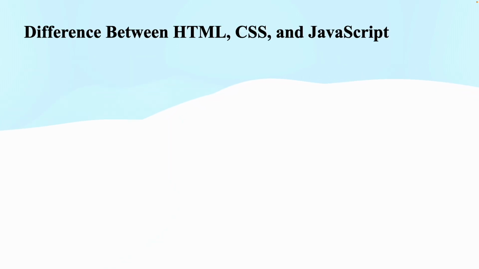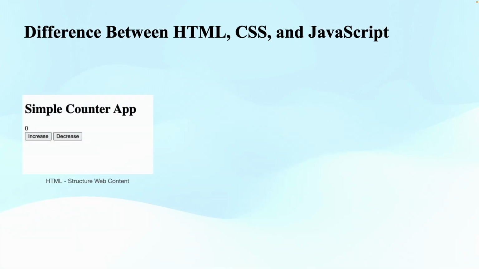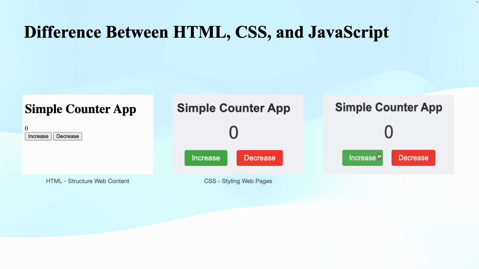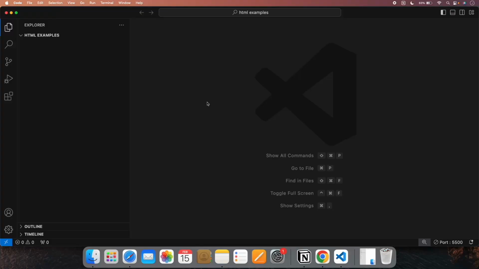Now that we know how an HTML document is put together, let's see how HTML, CSS, and JavaScript are different and how they work together. In my example, I have created a simple increment and decrement feature. HTML provides the structure including the button and text. CSS styles the button and layout to make them look better. JavaScript makes it interactive. When you click on an increment or a decrement button, the value updates dynamically. We have explored the difference between HTML, CSS and JavaScript.